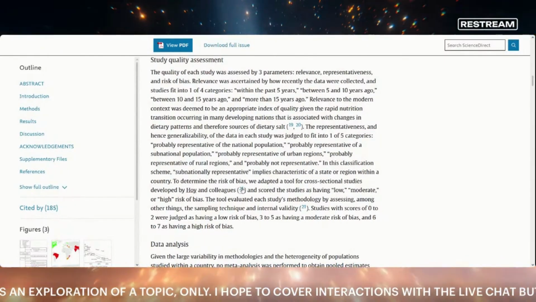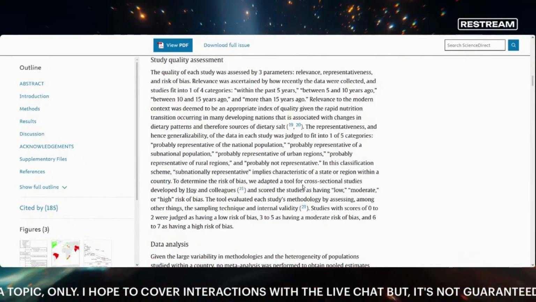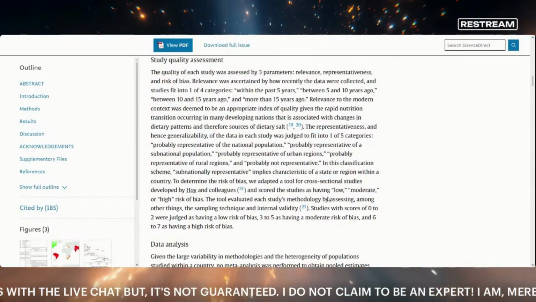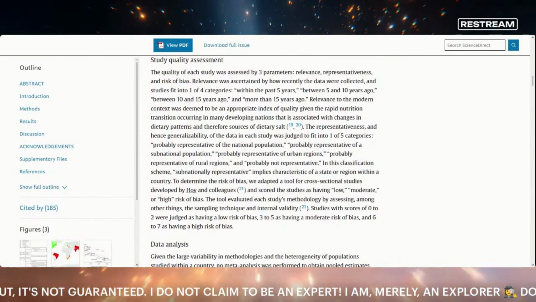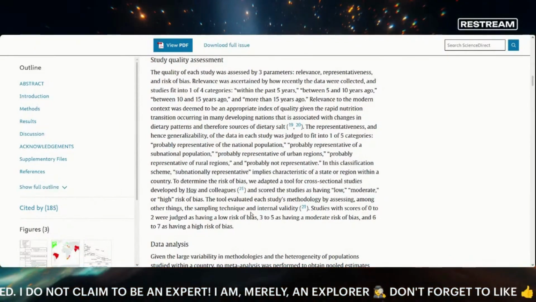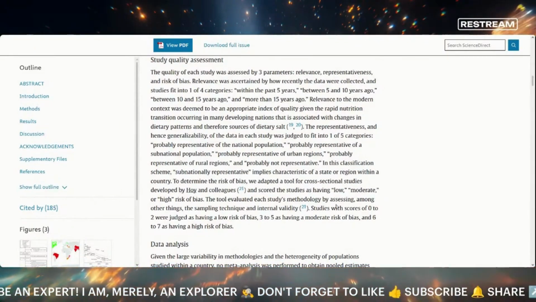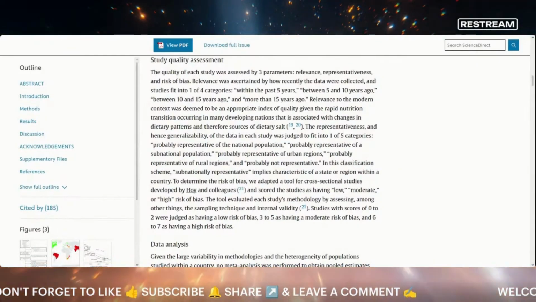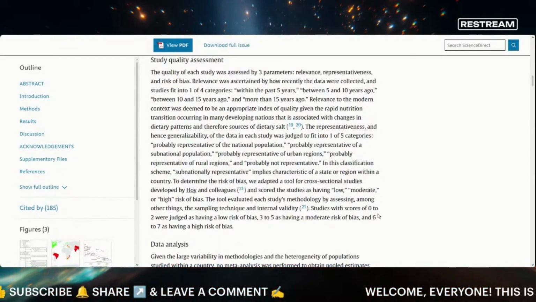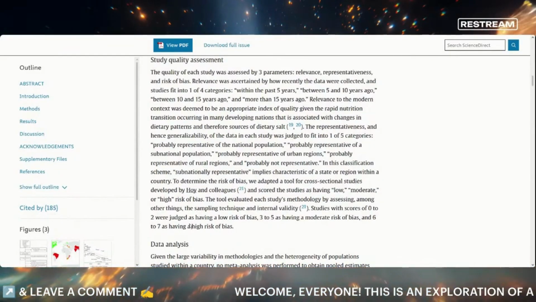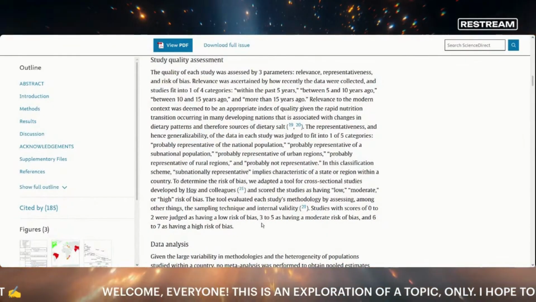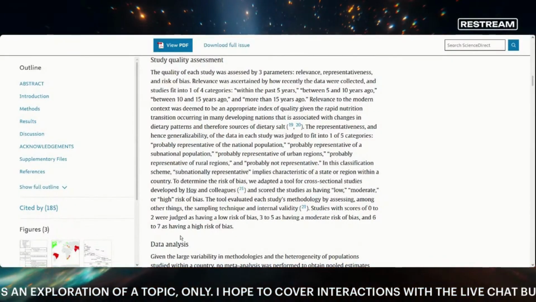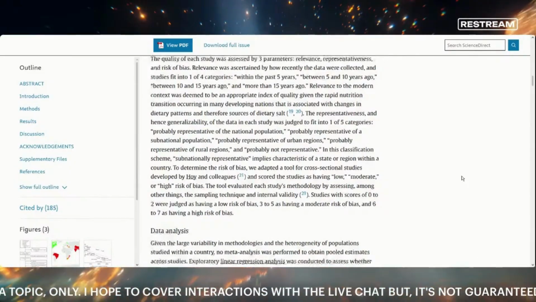To determine the risk of bias, we adapted a tool for cross-sectional studies developed by Hoy and colleagues, and scored the studies as having low, moderate, or high risk of bias. The tool evaluated each study's methodology by assessing, among other things, sampling technique and internal validity. Studies with scores of 0 to 2 were judged as having a low risk of bias, 3 to 5 as having a moderate risk of bias, and 6 to 7 as having a high risk of bias.